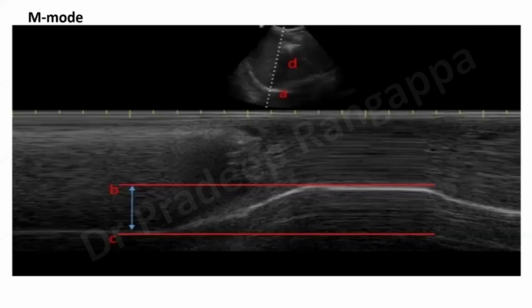So you take the measurement between inspiration and expiration. The diaphragmatic excursion should be more than 10 millimeter. It's a very simplistic tool. Just place the cursor on the diaphragm, visualize it, put the M mode, and just assess the excursion. If it is more than 10 millimeter, it means the diaphragm is functioning fine and there is readiness to wean.